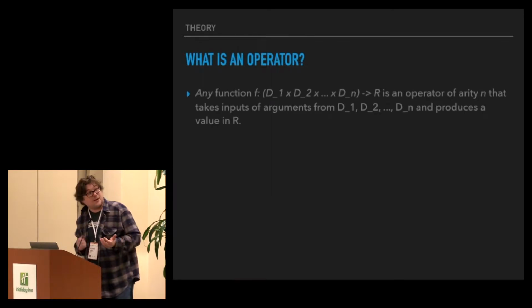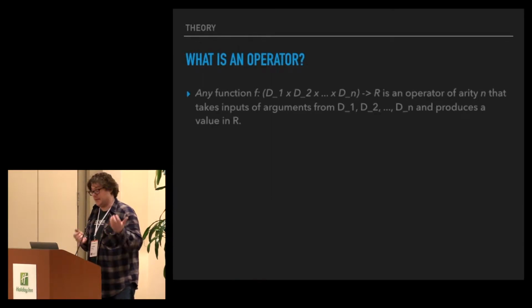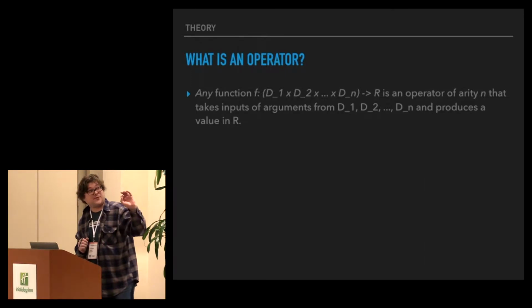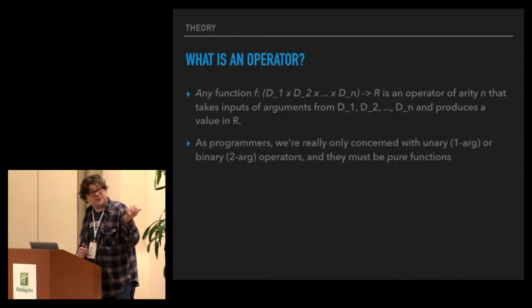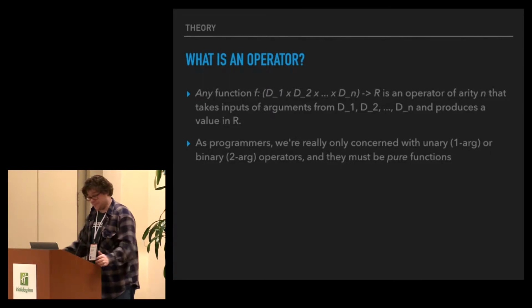An operator is just any function, f, that takes a Cartesian product from different sets and produces a result in the range. A function that takes n elements is an operator of arity n. And generally, we care about, as programmers, unary, one argument, or binary, two argument operators.